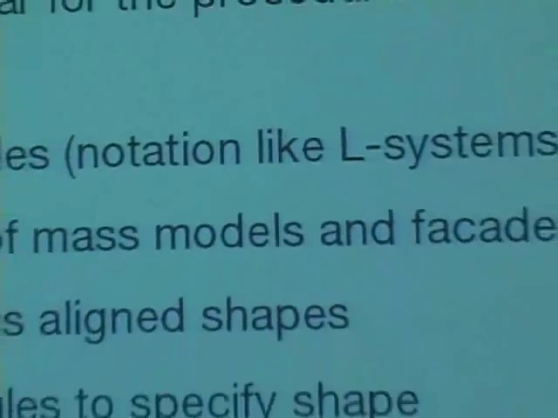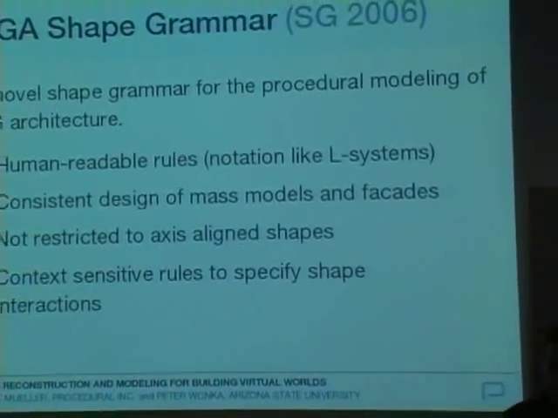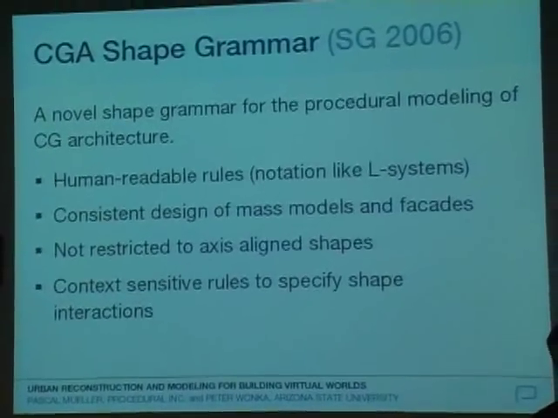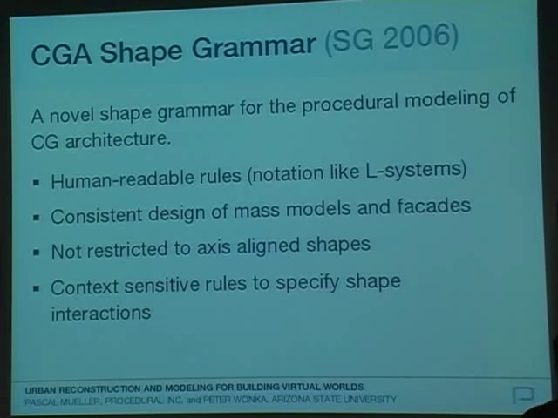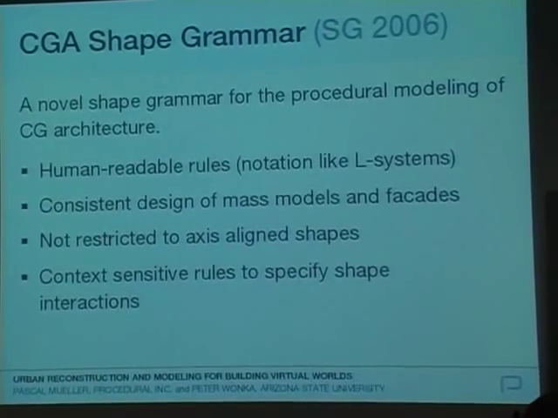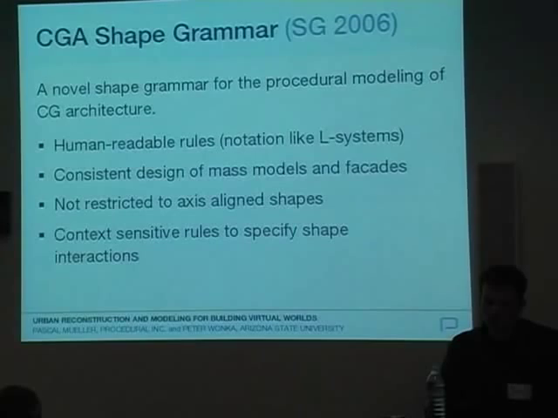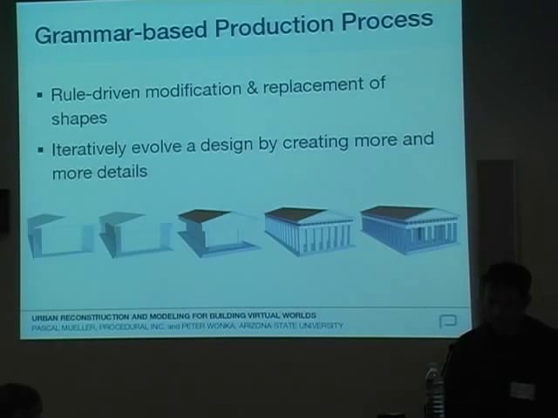Now, after these examples, I'd like to give at least a high-level overview of how modeling with the shape grammar works. In 2006 we introduced this shape grammar that we call CGA shape. The idea is that we have human readable rules, and you'll see some examples soon with a notation like L-systems. We will show some examples of how we can model facades, but also mass models. We don't want to impose very unrealistic restrictions, but we also don't want to go overboard and make it a totally general modeling package. Let's look at some examples here.